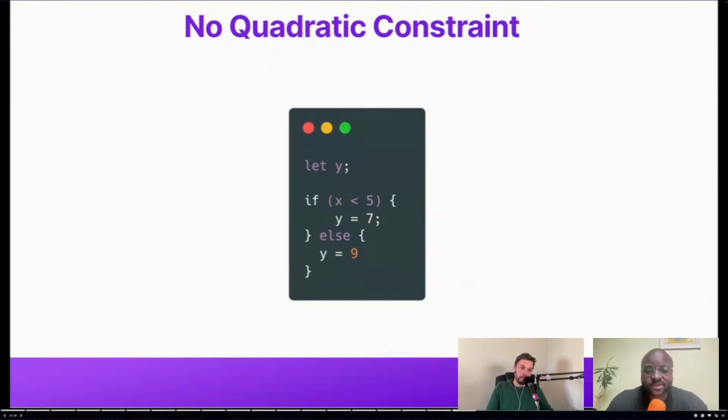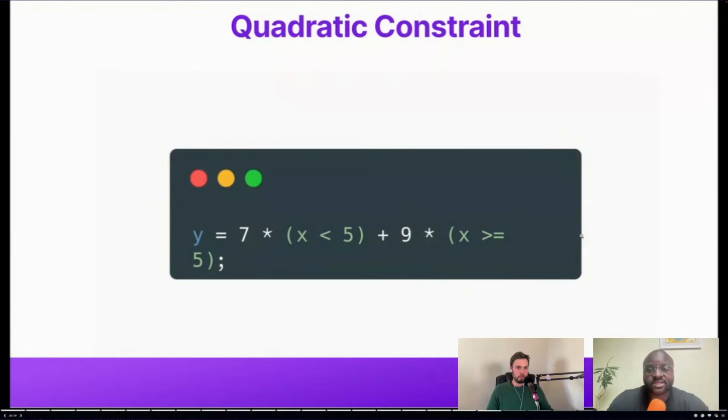So let's look at how you would express this. If I give you JavaScript or any other programming language, you would express: I want the value of y to be 7 if it is less than 5, but otherwise I want it to be 9. In any other programming language this is how you'd express it, and it would be really simple. But if you think about it in terms of a quadratic constraint, we're expressing this as 7 times x, which is if x is less than 5, then it evaluates to 0. 7 times 0 is 0. The green parentheses just evaluate to 1 or 0, like true or false. Okay, cool.